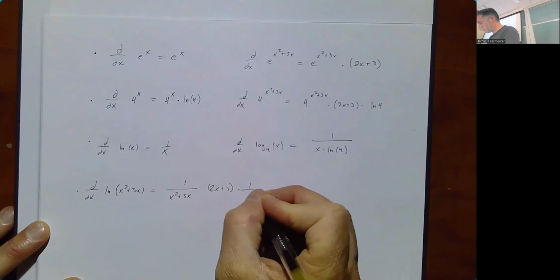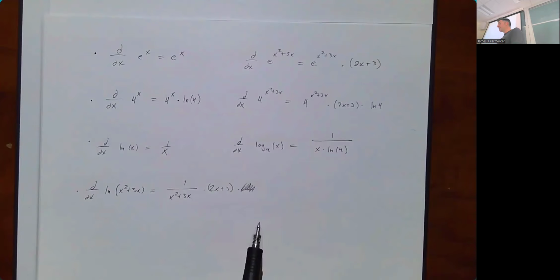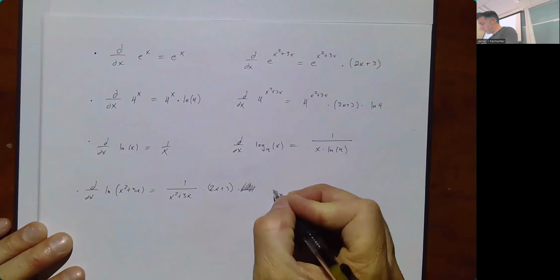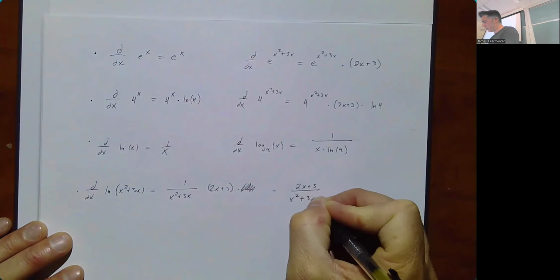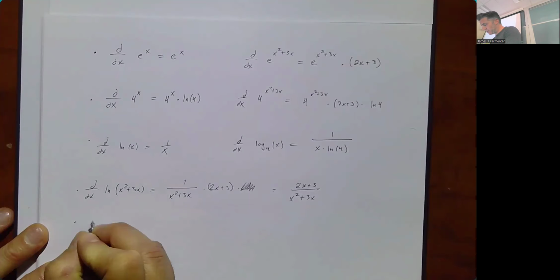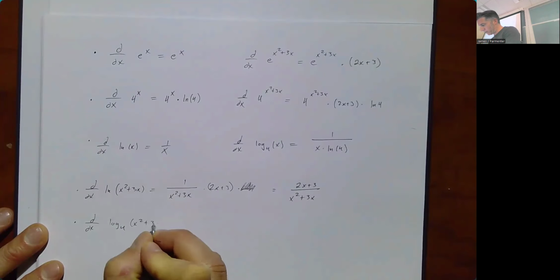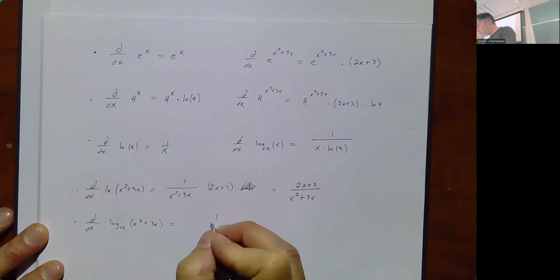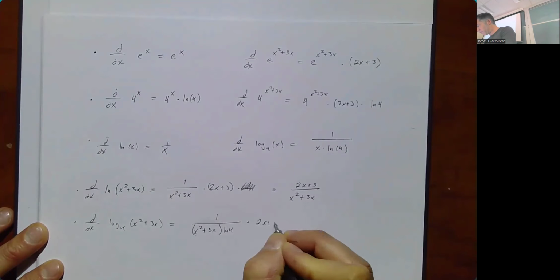Lots of times people write this as 2x plus 3 over x squared plus 3x. I usually don't, because I really like to think of the multiplying by the derivative of the stuff at the end, because that's how I'm always saying it. And then if we had a different base, like log base 4 of x squared plus 3x, then we would get 1 over the stuff. There'd also be a natural log of 4 down there, and then we multiply by the derivative of the stuff.